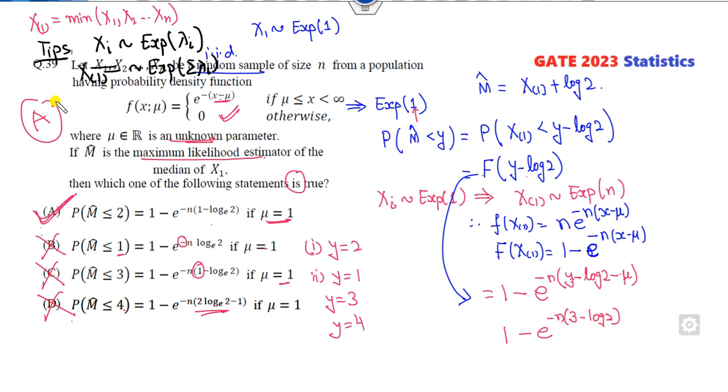It's very simple. Just follow the statement they told you. They are talking about the MLE. Apply the MLE, find the median. The median is here, and then solve.